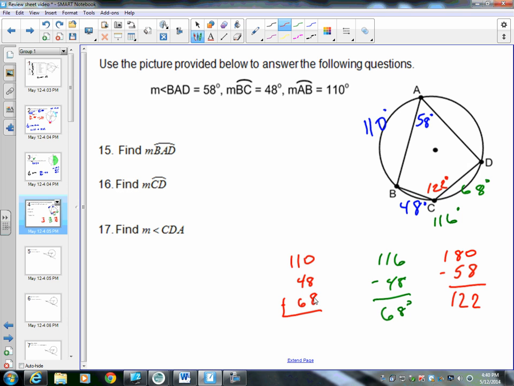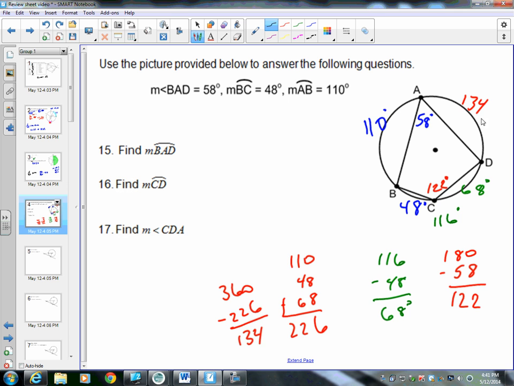It gives us 226. And we can say 360 minus 226. And that gives us 134. And that's what this arc has to be, AD. We can check our work by saying 134 plus 110 plus 48 plus 68, all four of those, which is the whole circle, has to give us 360.